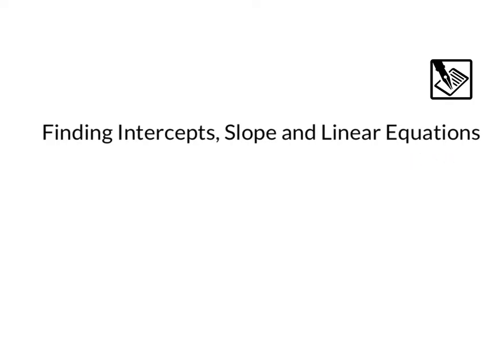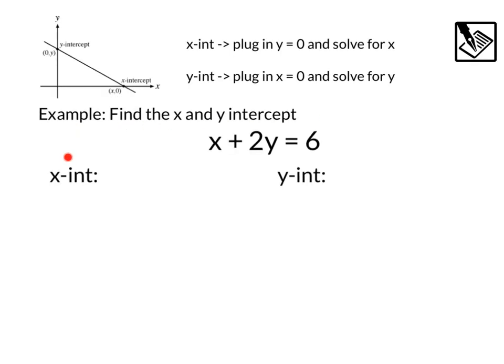Let's get to it. You might recall that intercepts refer to where a graph crosses the x or the y axis. To find the x-intercept, we want to plug in y equals 0 and solve for x. We can see that every x-intercept will have a y coordinate of 0 since it's not moving up or down at all.